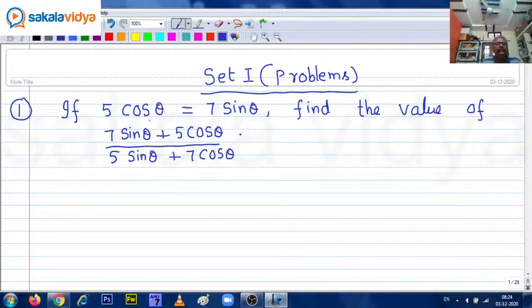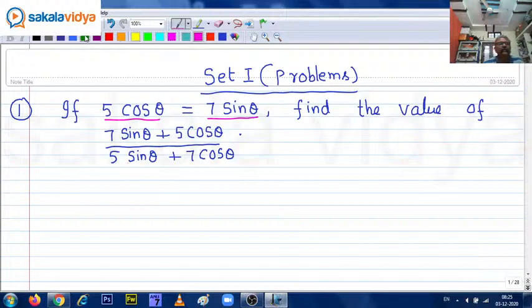Right. So, if 5 cos theta is equal to 7 sin theta, find the value of (7 sin theta plus 5 cos theta) upon (5 sin theta plus 7 cos theta). So we need to find this out. This is for 10th class. Even it may be useful for intermediate basics also. 5 cos theta equals 7 sin theta is given, and you are asked to find out (7 sin theta plus 5 cos theta) upon (5 sin theta plus 7 cos theta).